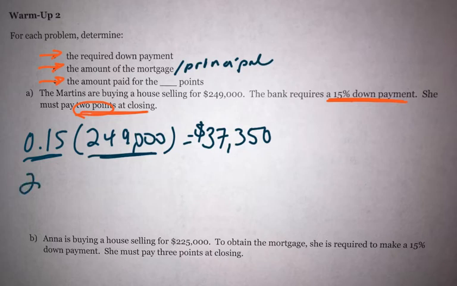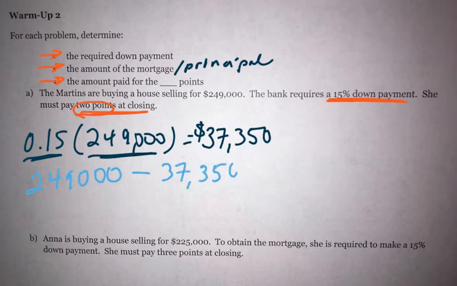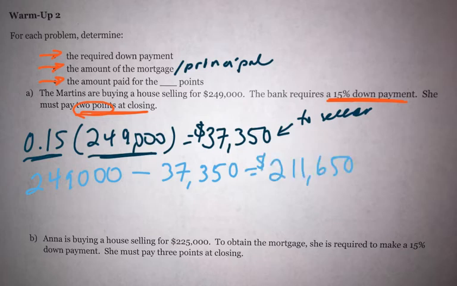So then to find the amount for the mortgage, which would also be the principal, we take the cost of the house, I'm going to do this in a different color, and subtract the down payment, because the down payment gets paid to the seller at closing. Okay, so then what's left on the cost of the house, or what remains, will be what your mortgage is. Going to be $211,650. Okay, so that is going to be the principal for our mortgage.